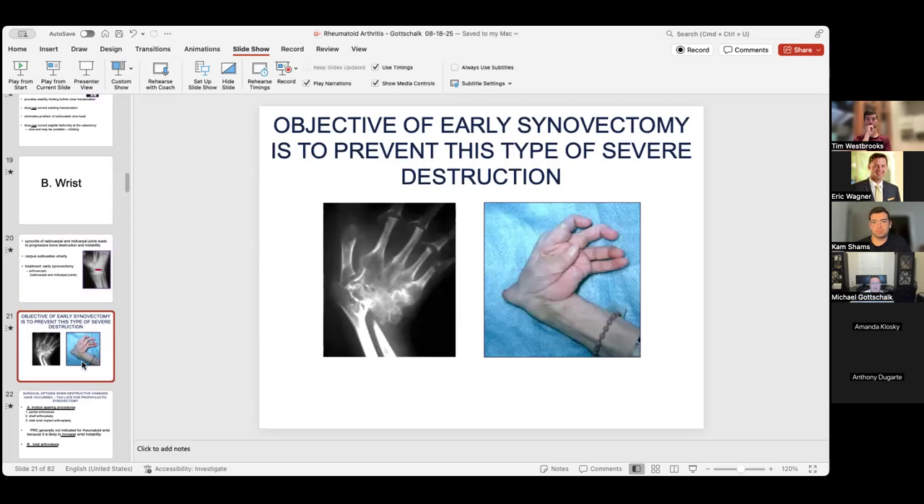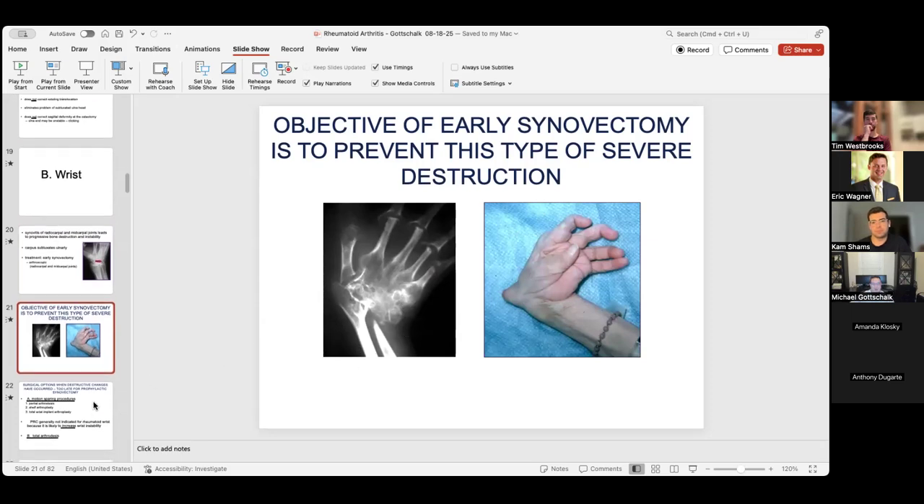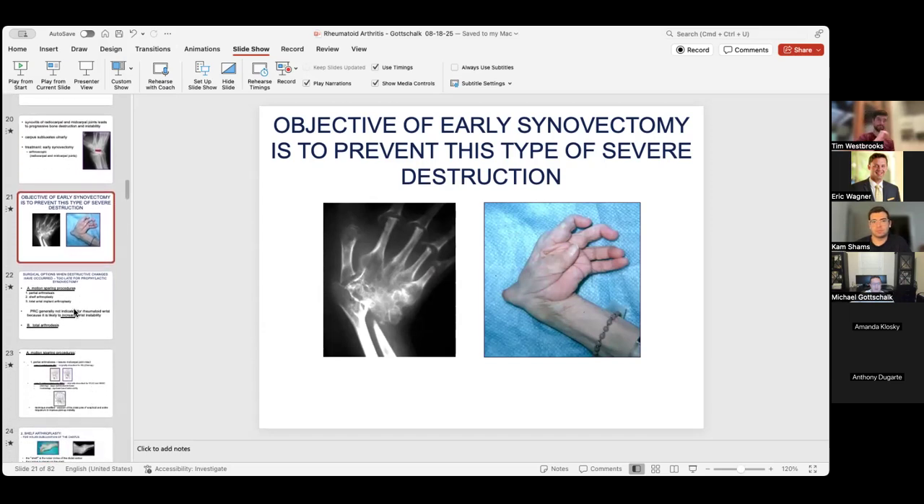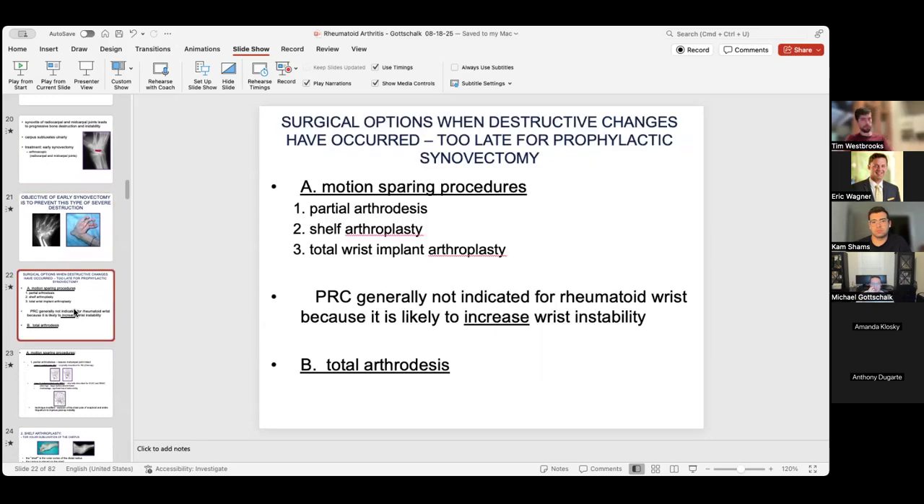If you don't do an early synovectomy, this is essentially what will happen over the course of time. It's often a progressive disease, as we already know. So if it's caught early, you certainly can prevent something like this from happening. Once you've got destructive changes, it's too late for a prophylactic synovectomy. So then we have some other things that we can do. One of the things that's not listed on here is a wrist denervation, which can work great for central erosions and central issues, but it's not great when you have pancarpal inflammatory disease.